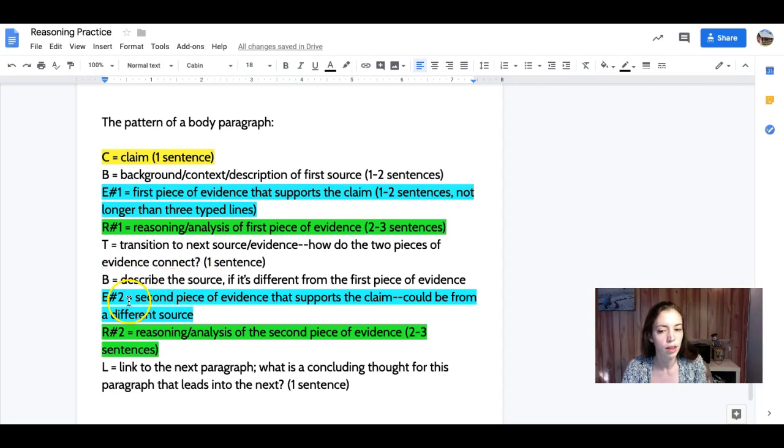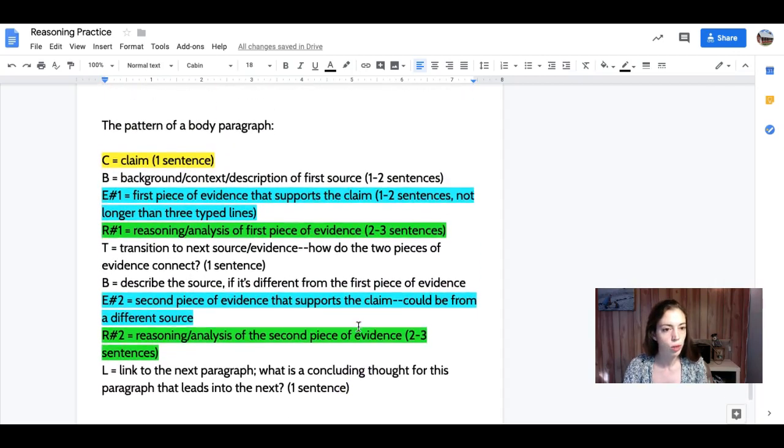Here's the background. Here's evidence 2. Now this might come from a different source. That'd be pretty cool because then you'd be synthesizing, right? Then you would have your reasoning, and then you'd have your link into the next paragraph. What is something to kind of wrap up this thought, in this case on how these monuments are seen as offensive by some Americans, that would lead us into the next paragraph. Maybe my next paragraph would talk about something like the white supremacist activity that's been happening around these monuments lately. Alrighty, so that's how reasoning works.